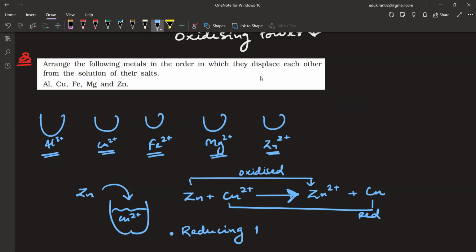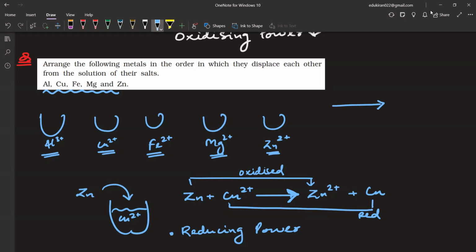Right? So you have to arrange the following metals in the order in which they displace each other. Okay, so you have to arrange them by reducing power, in a way that you can write, in the decreasing order of reducing power.